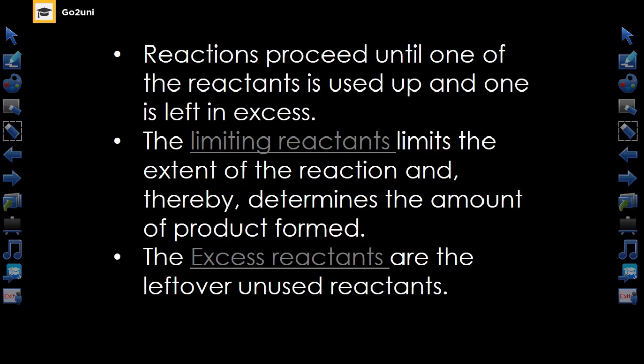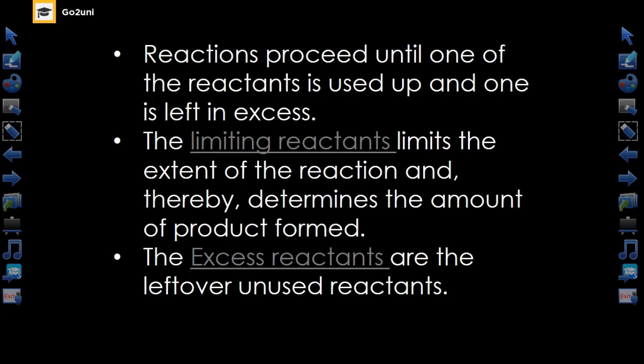So in any given reaction, the limiting reactant or limiting reagent determines the amount of product that will be formed and also determines the length of time the reaction takes place. But the excess reagent is still there, much available for the reaction to proceed.